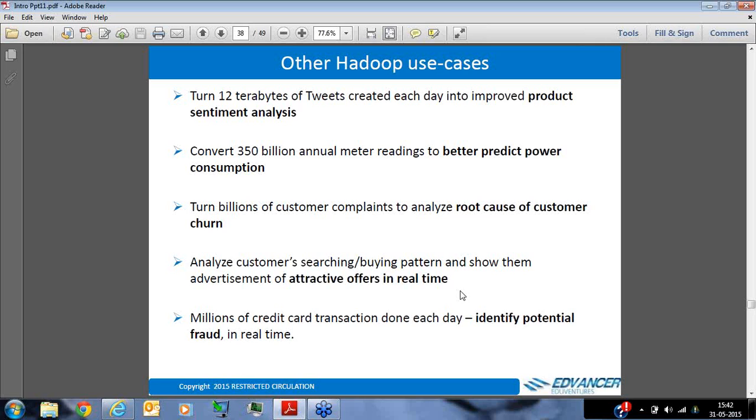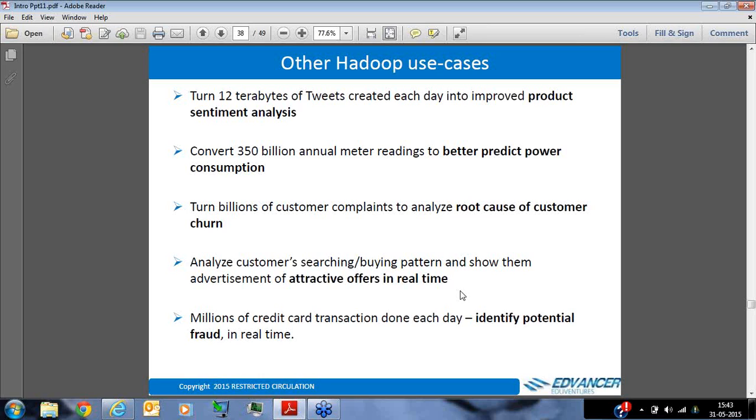Etc. A power company in the US is using Hadoop to convert 350 billion annual meter readings to predict power consumption in the future. So they want to predict when is power consumption going to increase, when is it going to reduce, so that they can make optimum use of their power plant capacity. So they are using the data generated from these annual meter readings, almost 350 billion meter readings, to predict the power consumption.